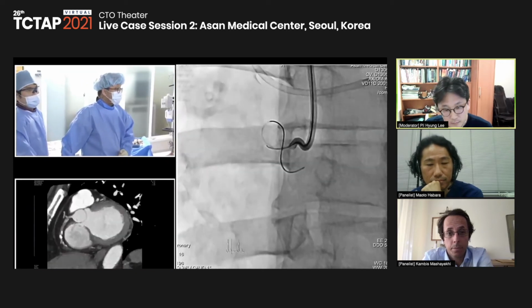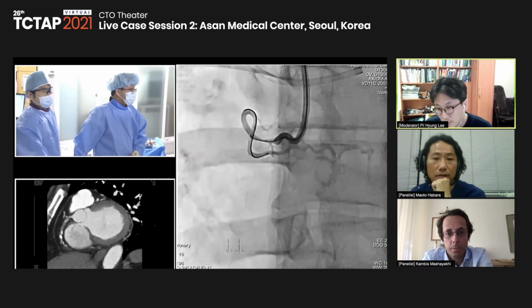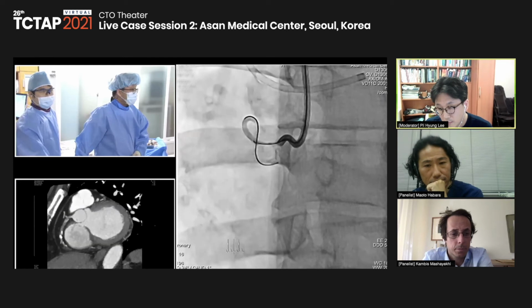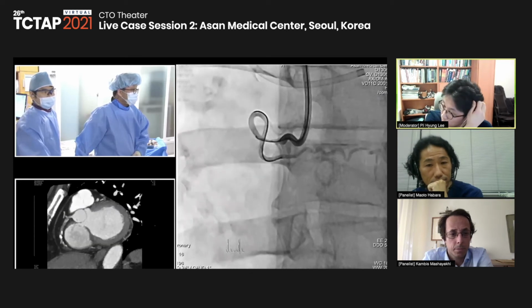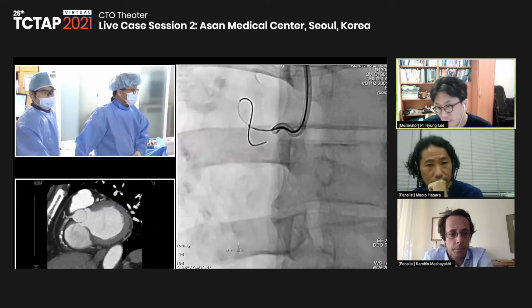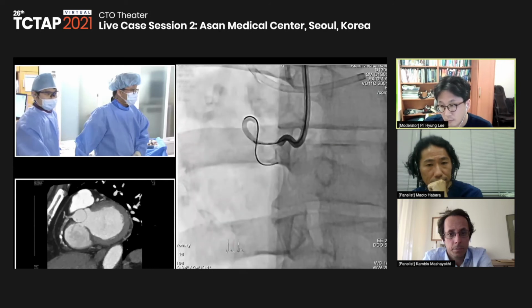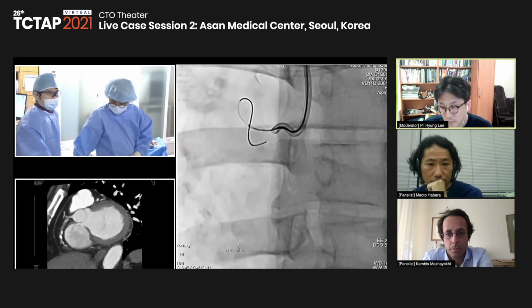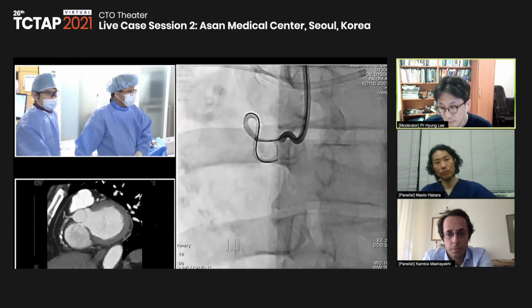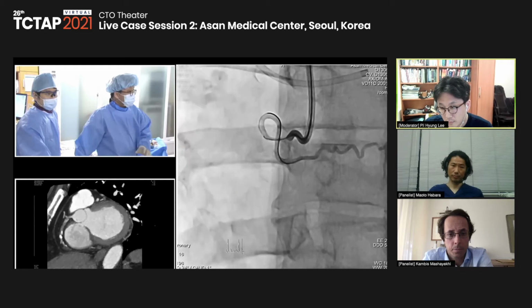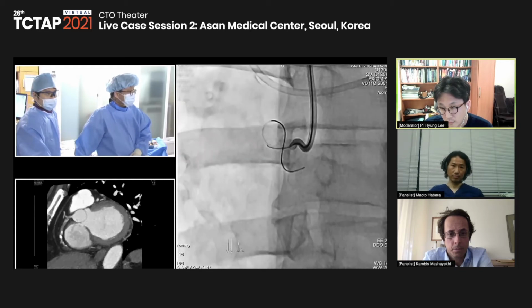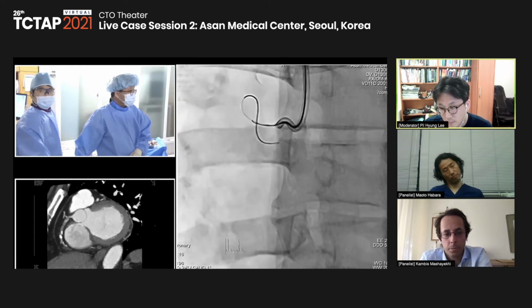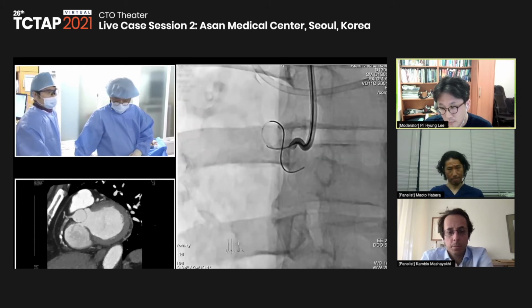So as you can see, I tried to puncture the CTO entry using a Corsair microcatheter and Conquest Pro 9, but it was difficult because of the proximal stenosis, which has a small lumen, and it precluded me from doing the wire controlling.